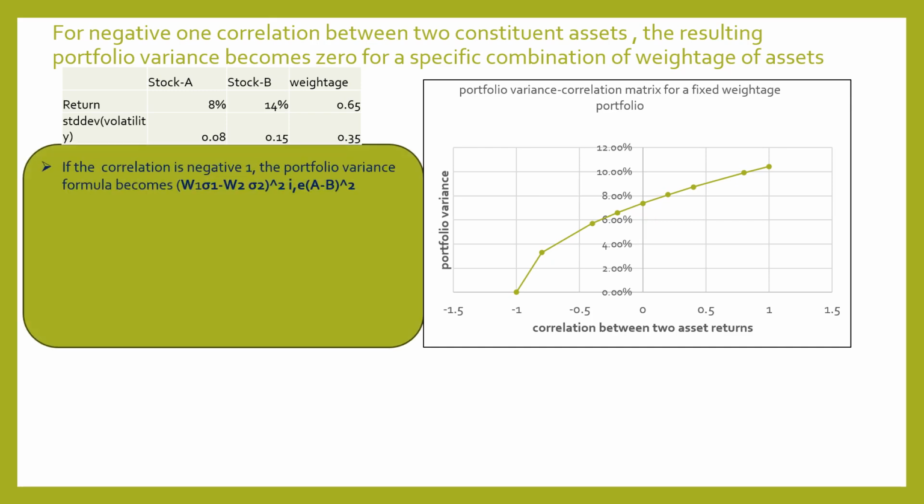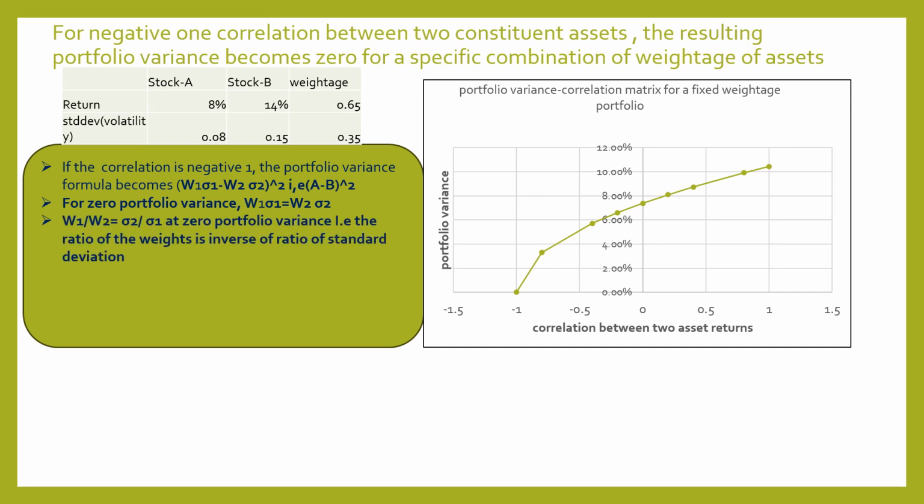If the correlation is -1, then the portfolio variance formula becomes (A minus B) whole squared. For 0 portfolio variance, A equals B, that is, A is the weightage 1 multiplied by the standard deviation of stock A, and B is the weightage multiplied by the standard deviation of stock B. So wherever both are equal, the portfolio variance becomes 0 theoretically. That is where the ratio of weightage is equal to the inverse ratio of the standard deviation, and the portfolio variance is 0.